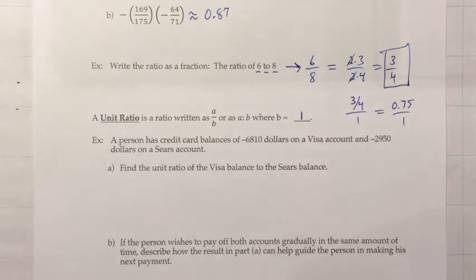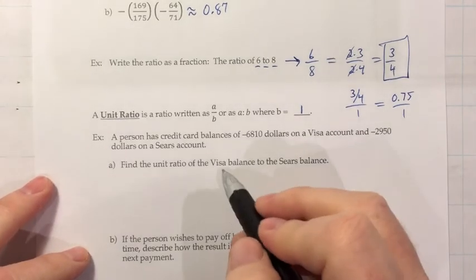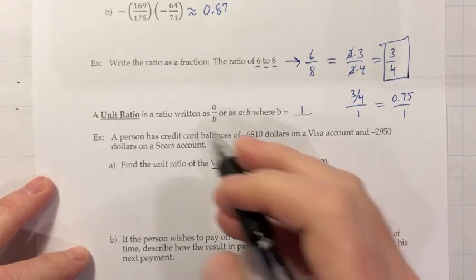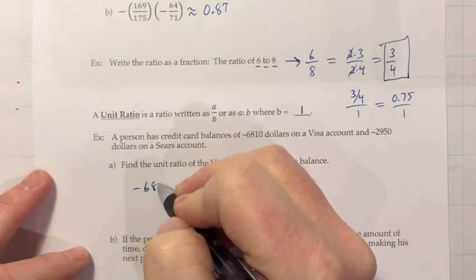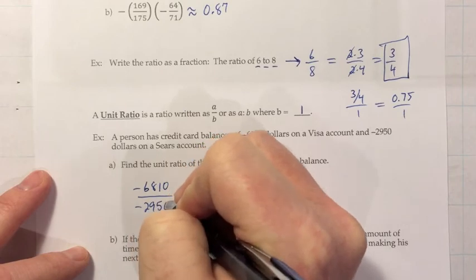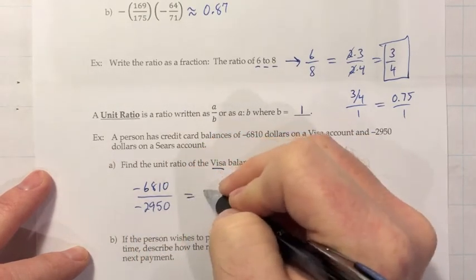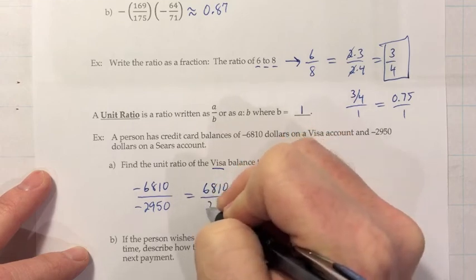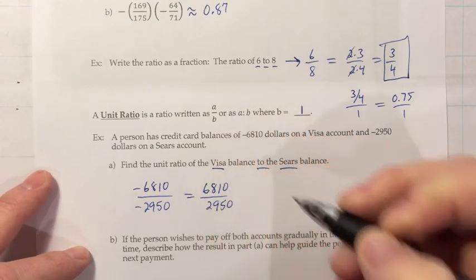A person has credit card balances of negative $68.10 on a Visa and negative $29.50 on a Sears account. Find the unit ratio of the Visa balance to the Sears balance. So Visa to Sears means it's going to be Visa over Sears. So Visa, negative $68.10, over Sears, negative $29.50. Negative divided by a negative would be a positive. So I'll just go ahead and get rid of those two negatives.